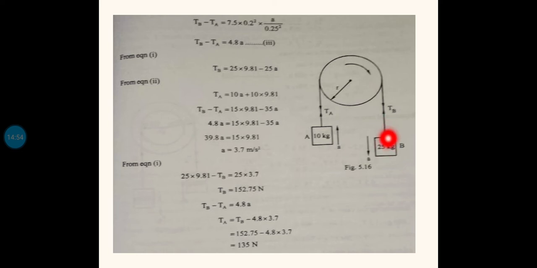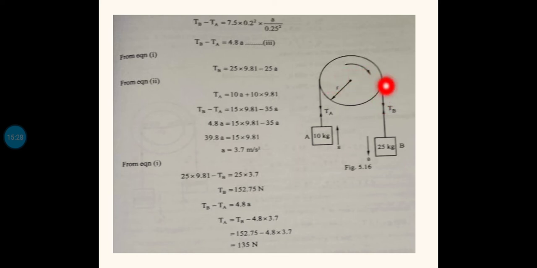So at this point, if you are considering the free body of block B, then TB will be upward. But if you think about the free body diagram of the pulley, TB will be acting downward. At this point TB will be downward. Here also the same thing is happening. Due to this weight, TA will be acting upward if you talk about the free body diagram of A alone. But if you take the free body diagram of the pulley, then TA will be acting downward. So TA on this side is downward, TB on this side is downward. Both sides it is downward.